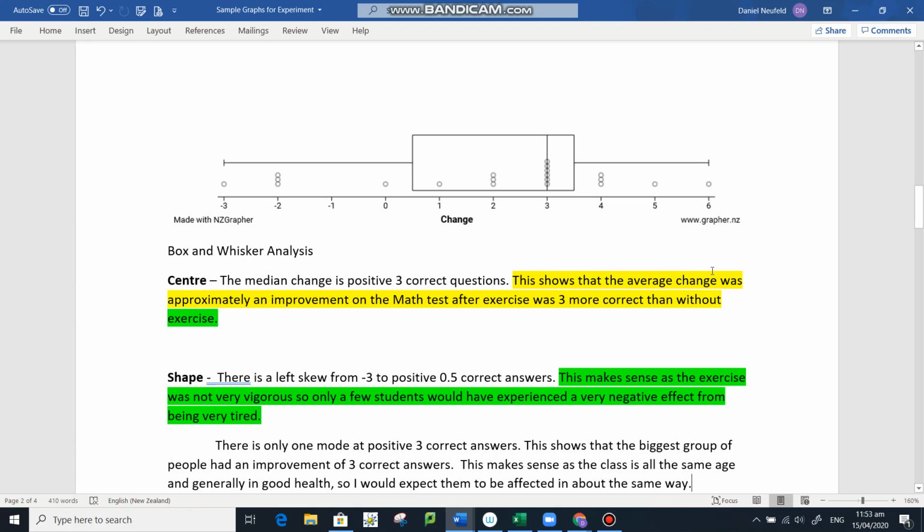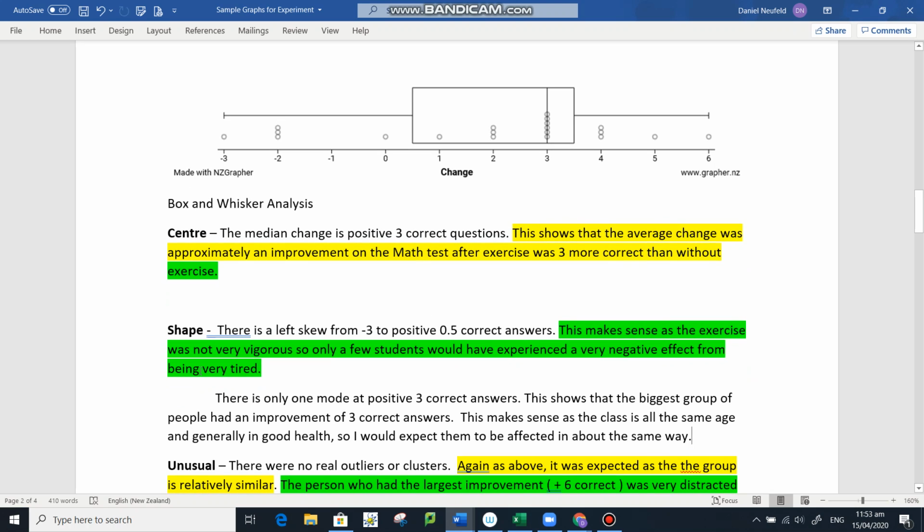Now for a better mark, we're going to explain this a little bit, what this actually means. So this shows the average change. Approximately improvement on the math test of over 3 correct without exercise. Now, again, what you're doing here for the higher mark is you're putting this value in context. Okay, so for merit, that's what you need to do.